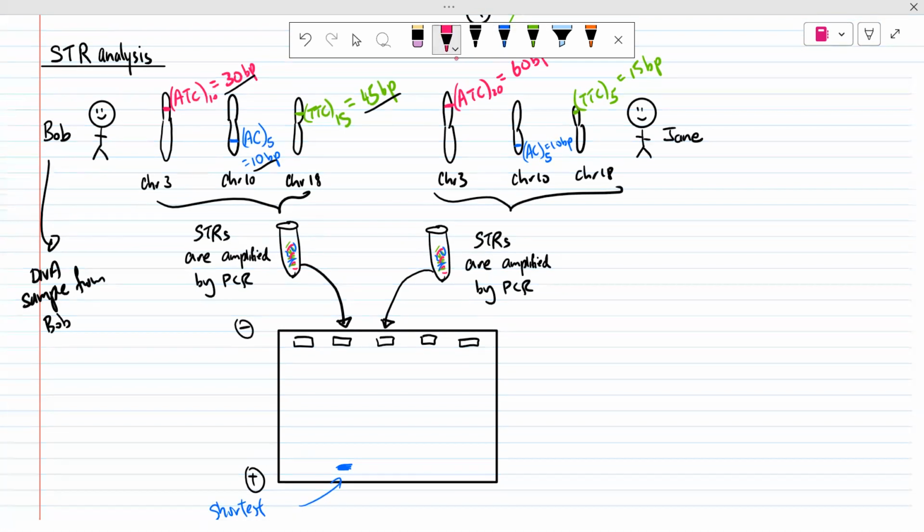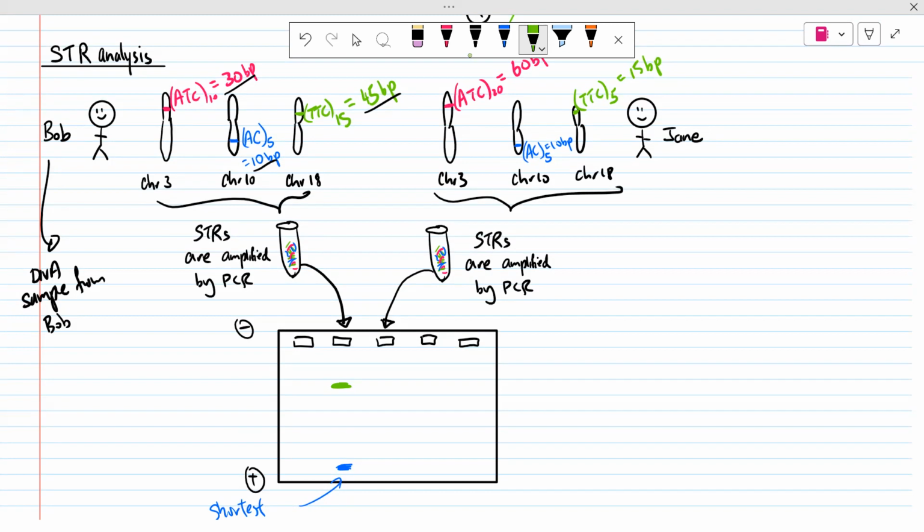The red. The green? The green, because the green is longer, right? 45 is longer than 30, right? So that's why we're gonna have it closer to the well. That is the 45, right? That's why I asked you to use colors, right?